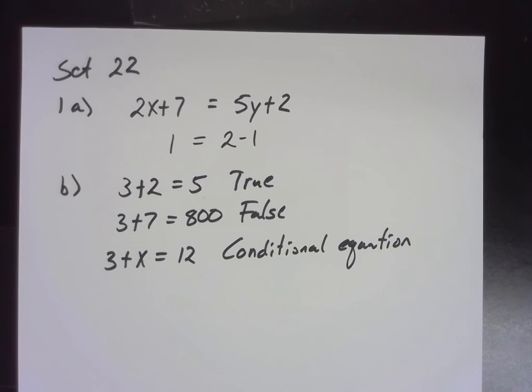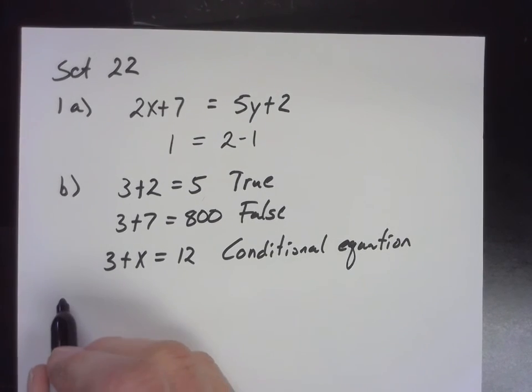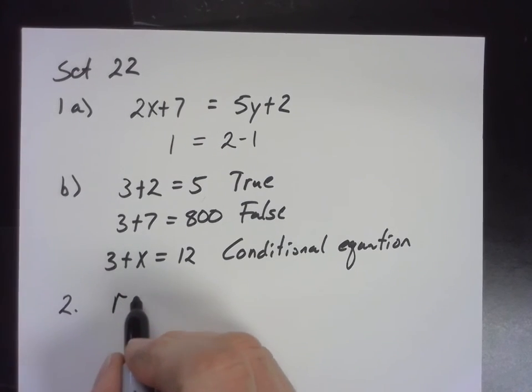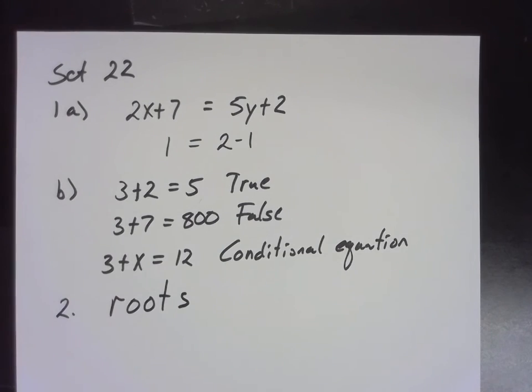Okay, and then number 2. What do we call the replacement values of the variable that turn an equation into a true equation? I use the word. It has something to do with a tree or a plant. Yeah. The roots. The roots of the equation are the numbers that turn it into a true equation.